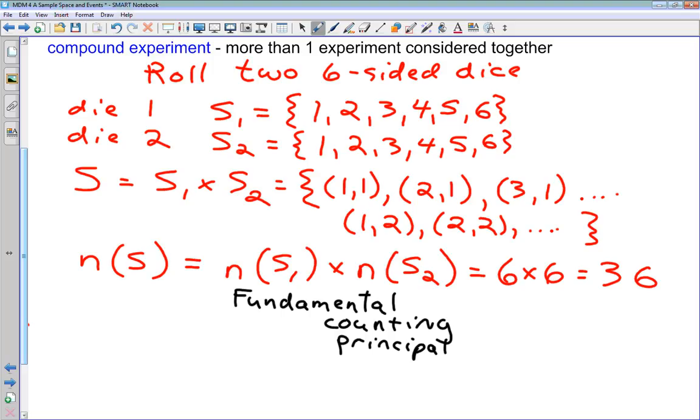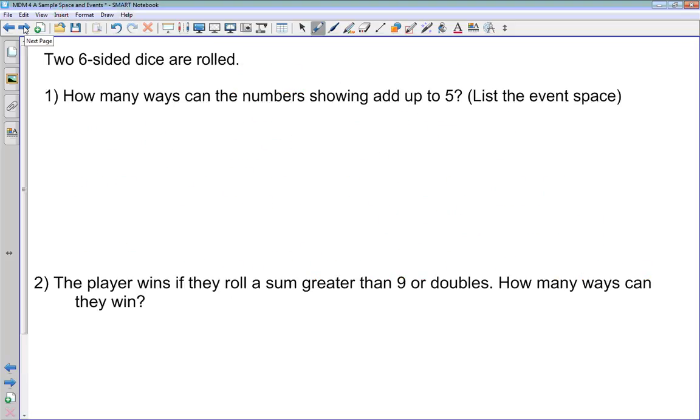So let's just consider 2 possible questions that could arise if we consider this compound experiment where we're rolling 2 6-sided dice. Okay? So our experiment's up at the top. How many ways can the numbers showing add up to 5? Okay? So we want to list the event space first, and then we want the cardinality of that event space, okay? Or the number of ways. So let's define our event first. E1 is the event where numbers add to 5.